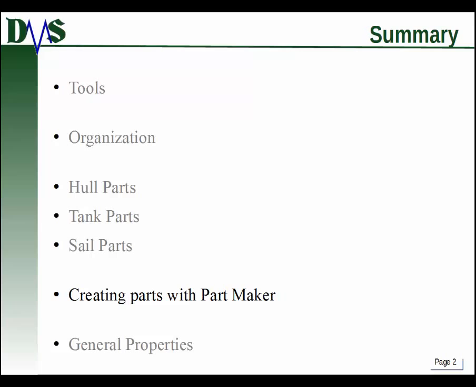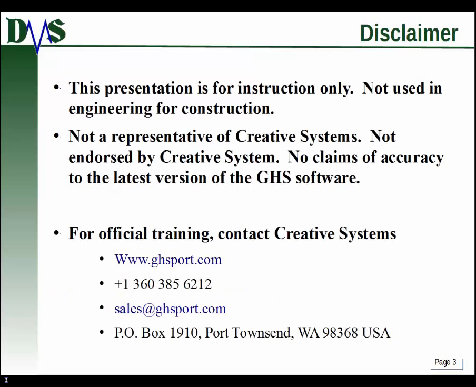Rhino's a very nice tool that you can buy as a third party to GHS. It's not sold through Creative Systems, it's sold through separate people. But there's another part called PartMaker, and we're going to cover that today. It's a fairly powerful tool, and when you combine it with Rhino, it really gives you the ability to do some advanced editing of your geometry parts.